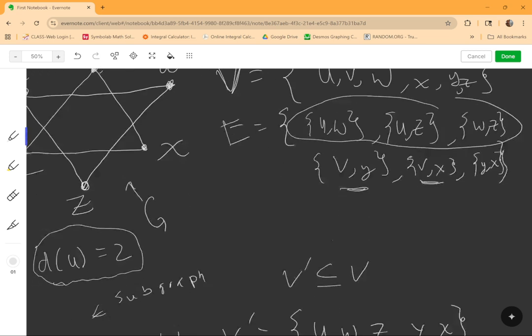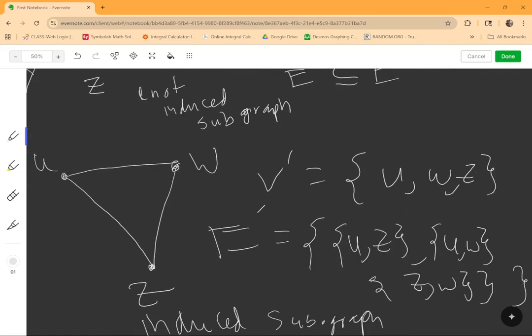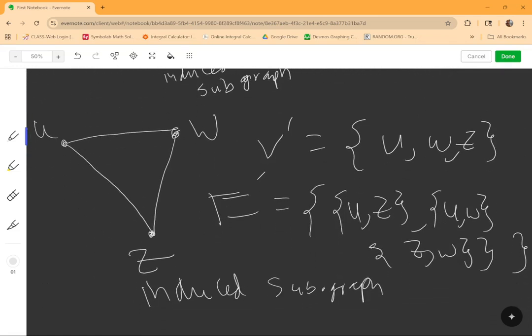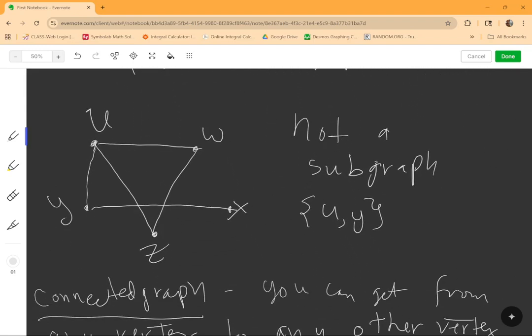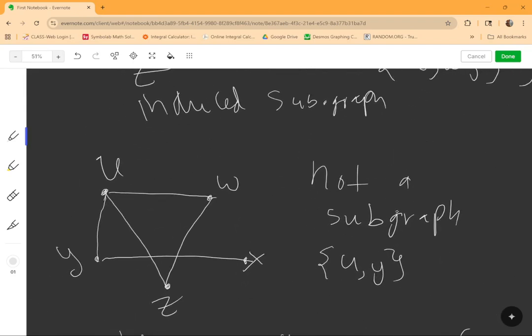Right, those are also part of my E prime, which they are here. So now I have a proper induced subgraph. Okay, now also, this is not a subgraph.